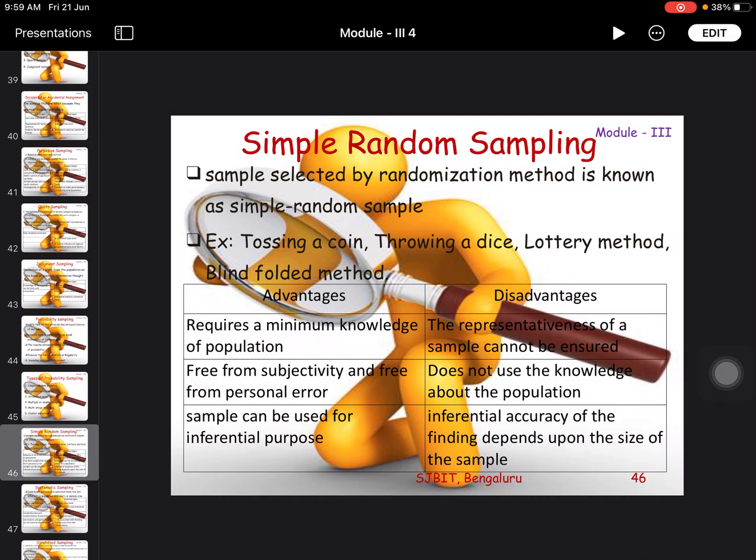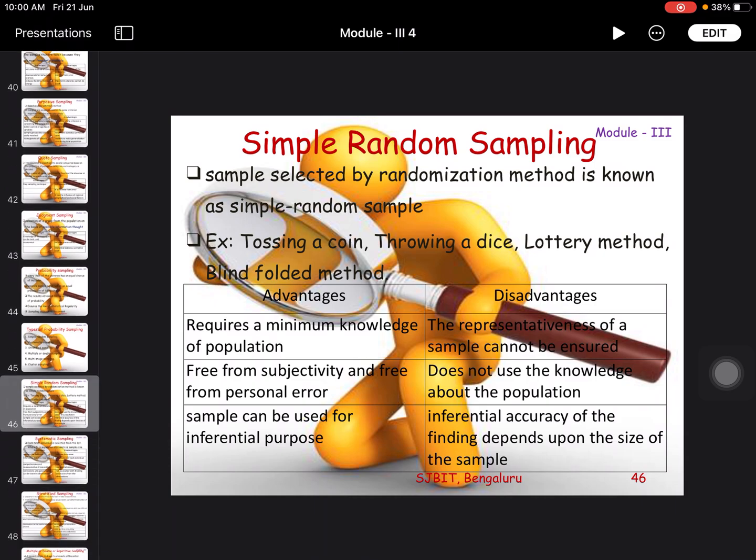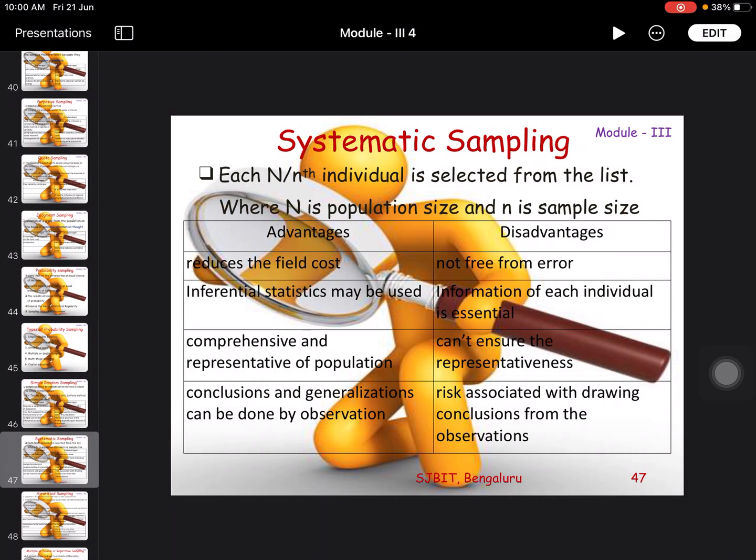Simple sampling is where it is selected by randomization, like tossing up a coin, throwing a dice, or a lottery. All these are considered random sampling, where something that has been tossed is taken, and it is used basically for inferential purposes. A disadvantage is the size of the sample.